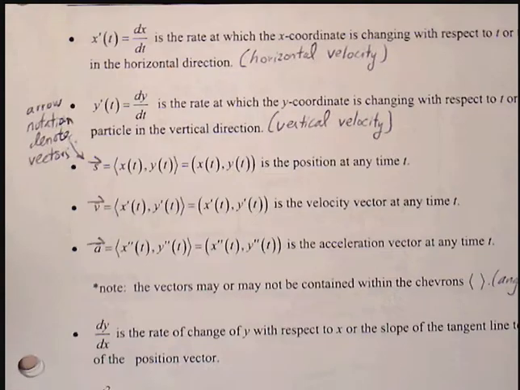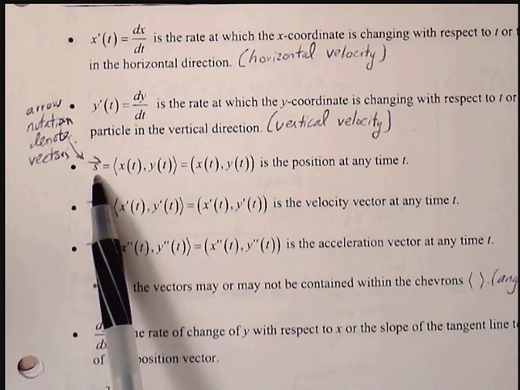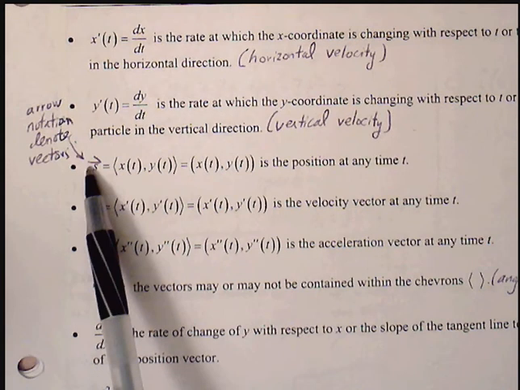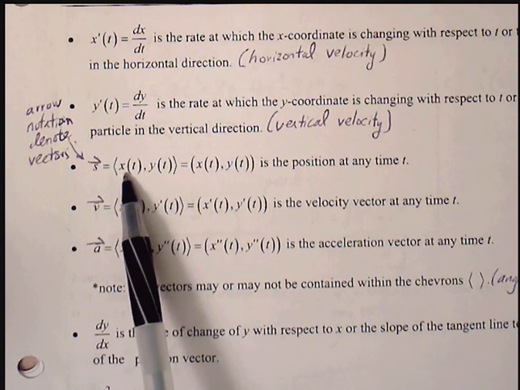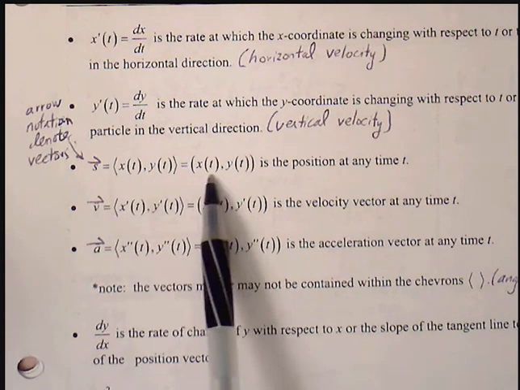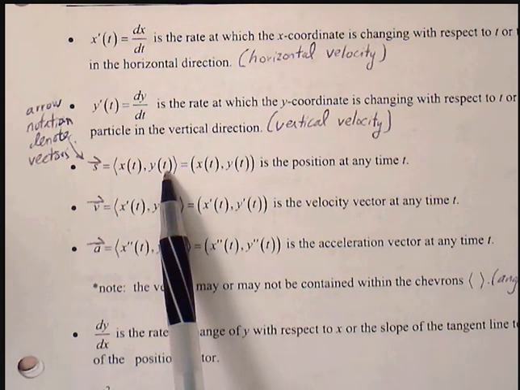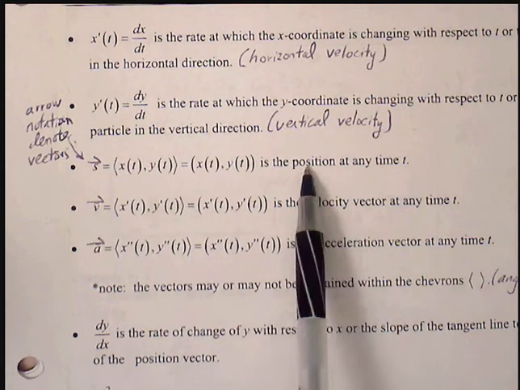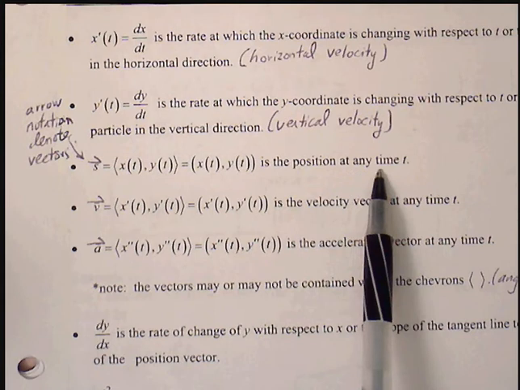Okay, and we have these components. We can think of these as the position vector, velocity vector, and acceleration vector with these arrows on top. And we can put them in parentheses, or we can put them as components in angle brackets or chevrons. And both would represent the position vector or component of the position at any time t.